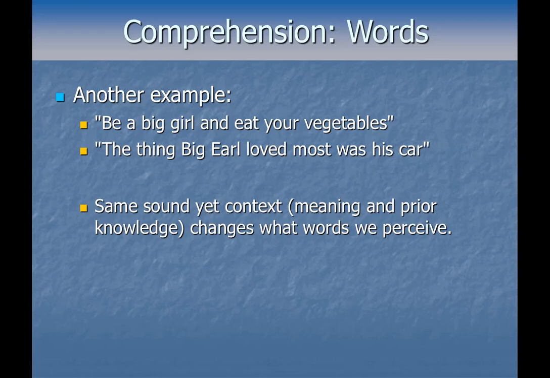The speech sounds that come out are the same, and yet our brain will interpret it very differently, one referring to a girl and one referring to a person named Earl, depending on the context, the surrounding information, the rest of the sentence.